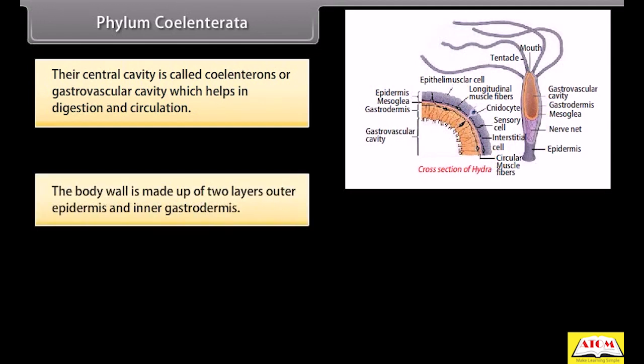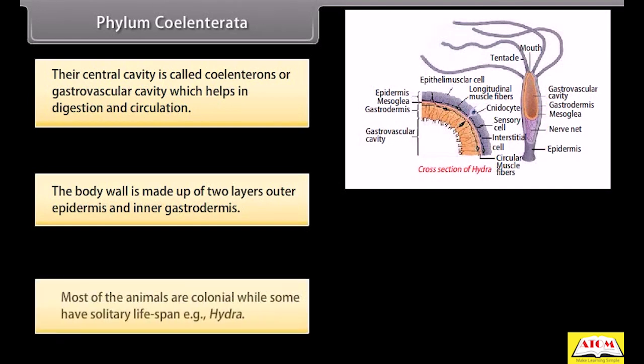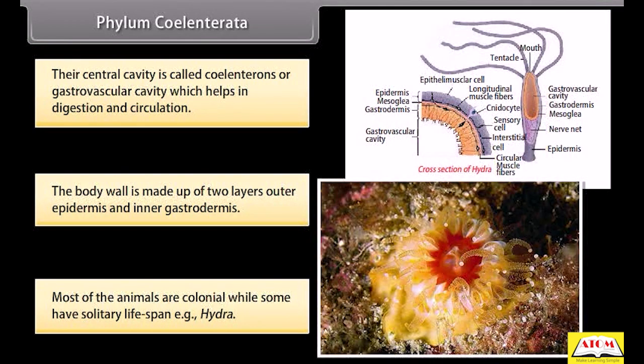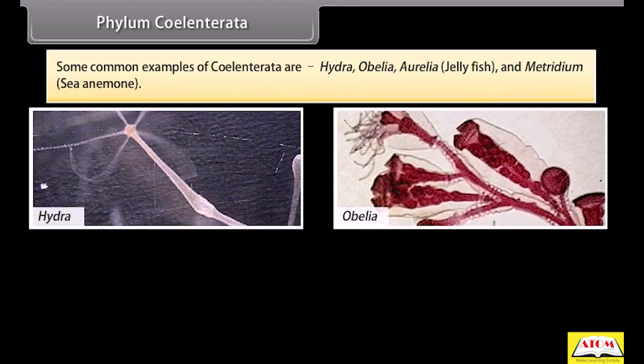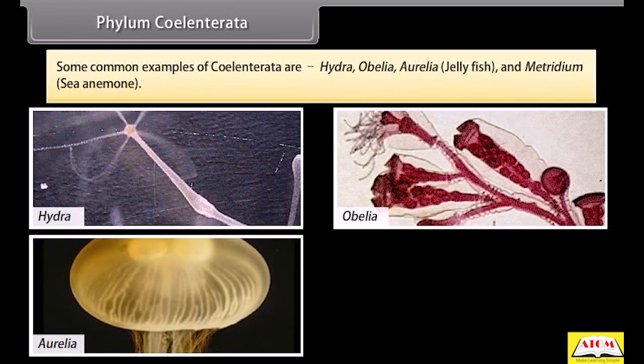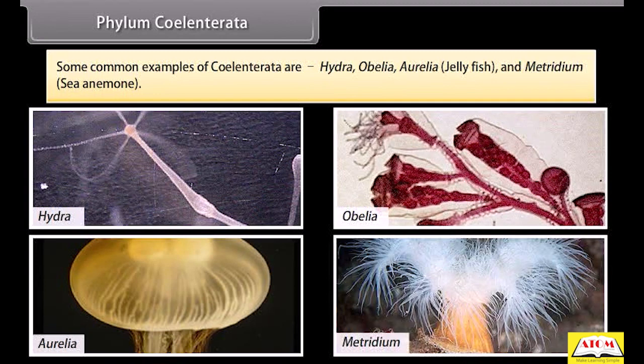The body wall is made up of two layers, outer epidermis and inner gastrodermis. Most of the animals are colonial, while some have solitary lifespan, that is, Hydra. Some common examples of Coelentrata are Hydra, Obelia, Aurelia, jellyfish, and Metridium, sea anemone.